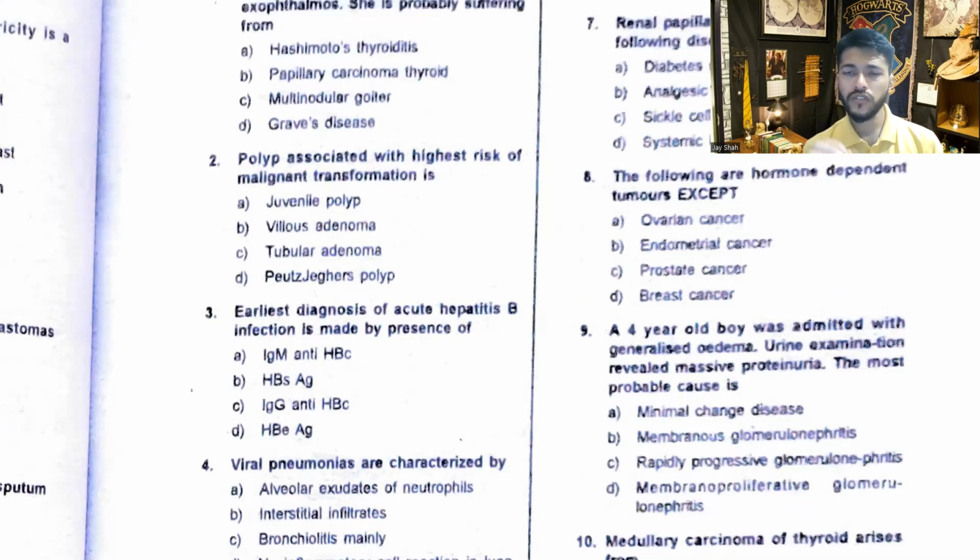Renal papillary necrosis is seen in all of the following, except: diabetes mellitus, analgesic, sickle cell, SLE. So diabetes mellitus will show, that's true. Analgesic nephropathy, true as well. Sickle cell also true. SLE, no. SLE has no relation with renal papillary necrosis. So answer is D.